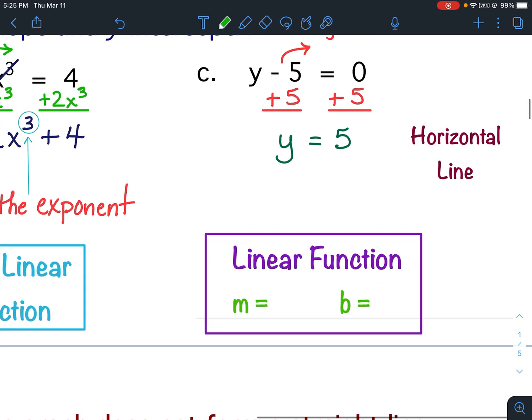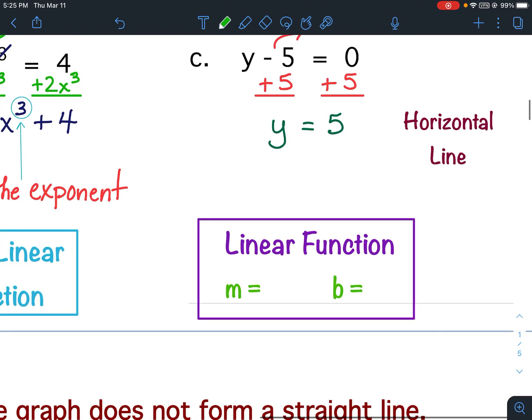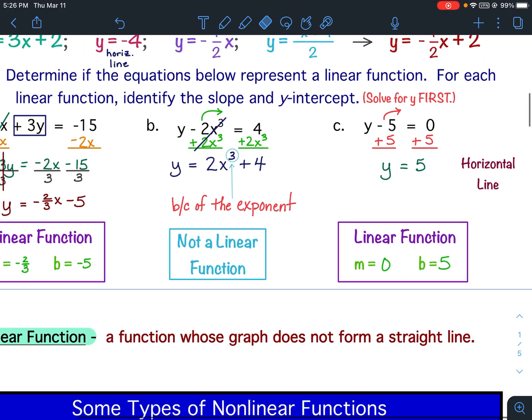What is the slope and what is the y-intercept? Well, remember we talked about this already. Horizontal lines have a slope of 0, and the y-intercept is the number where it crosses the y-axis, which is 5. And that is it for example 1.